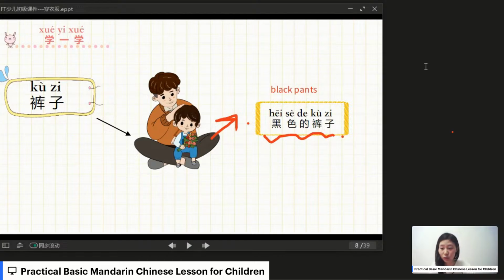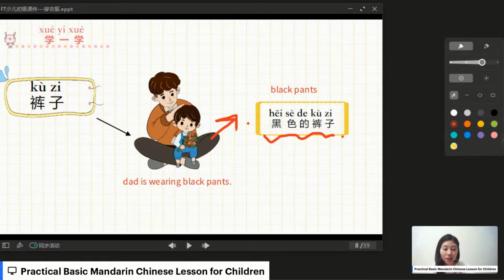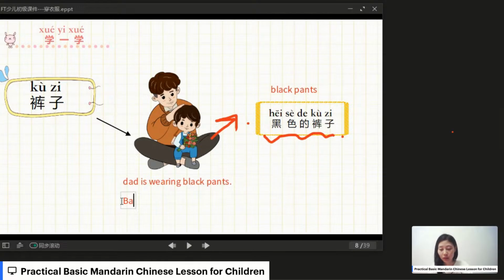黑色的裤子. Now we can try to make a sentence with that. Here it should be the dad, right? So dad is wearing black pants. That would be the sentence we're going to make. Now let's separate these phrases one by one. The first one is dad. Dad in Chinese we say 爸爸. Then wearing: we just need to focus on this word. Wearing would be 穿.